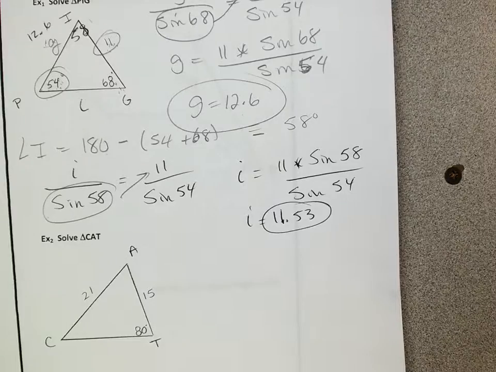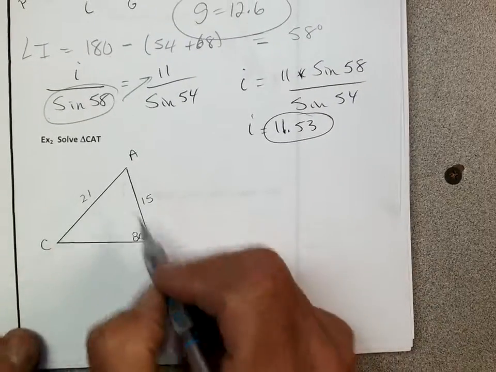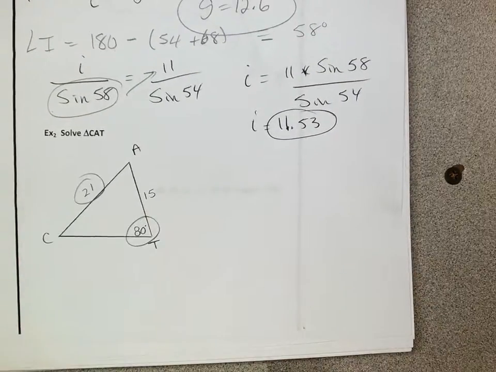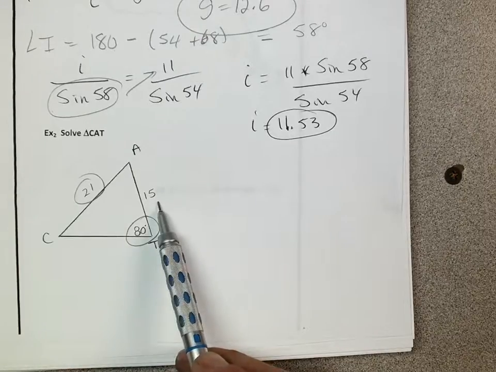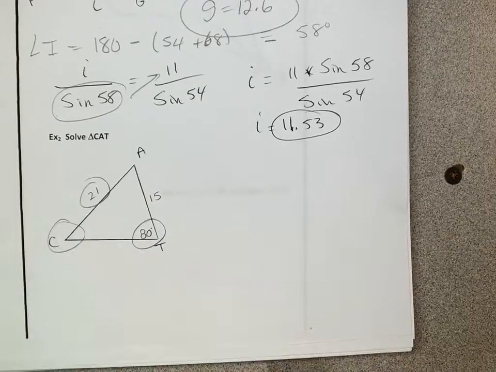Example 2. Let's solve the next triangle. Triangle CAT. Again, if you have a pair of opposites, which we do, so you have an angle and its opposite side, you can use the law of sines. If I look at this, I have the 15, but I need opposites. Think opposites, so I can find angle C. We're just going to set up the opposites.